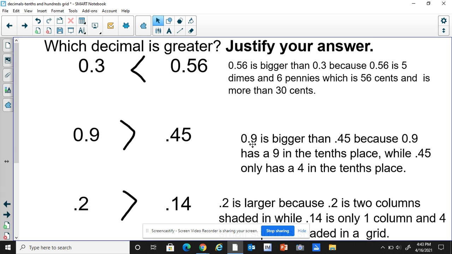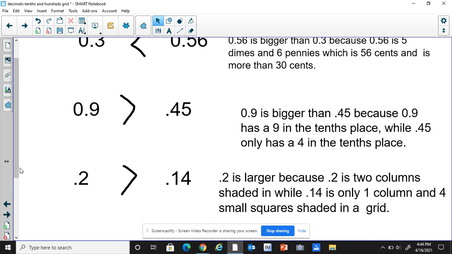Now, how about this one? 0.9 or 9 tenths is bigger than 45 hundredths because 9 tenths has a 9 in the tenths place, while 45 hundredths only has a 4 in the tenths place. So we know that this is more. And what about this last one here? 2 tenths is larger because 2 tenths is 2 columns shaded in, while 14 hundredths is only 1 column and 4 small squares shaded in a grid. So it didn't matter which justification you had, just make sure you did open up towards that larger decimal.